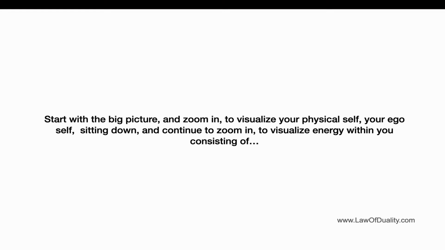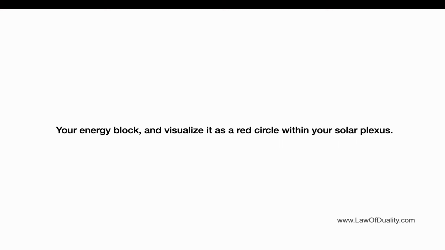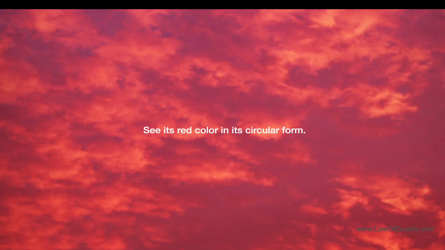Start with the big picture and zoom in to visualize your physical self, your ego self, sitting down, and continue to zoom in to visualize energy within you consisting of your energy block and visualize it as a red circle within your solar plexus. Again, gradually visualize starting from that universal view and slowly zooming in so that you can pinpoint your energy block and see it as a red circle within your solar plexus. See its red color in its circular form.